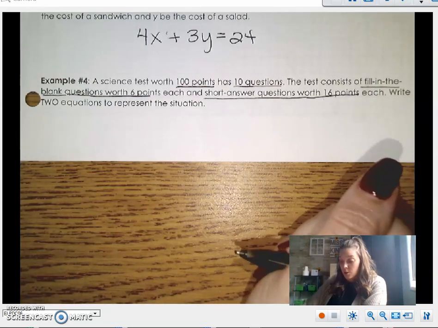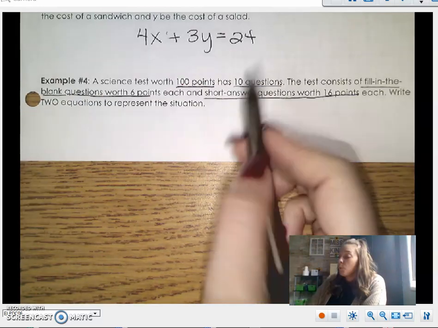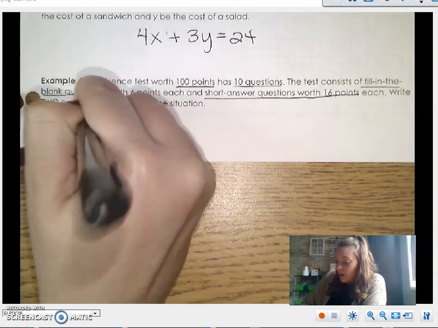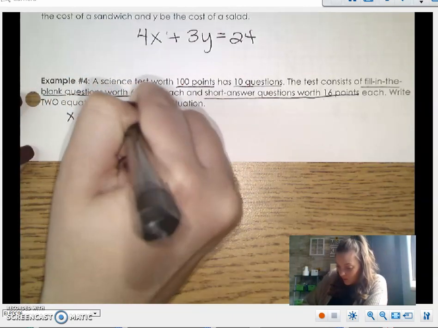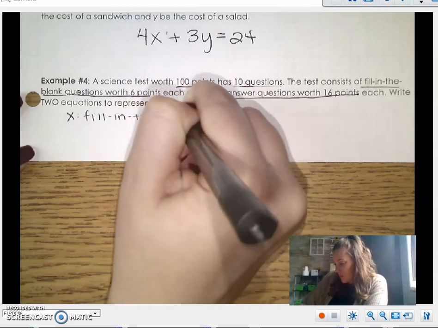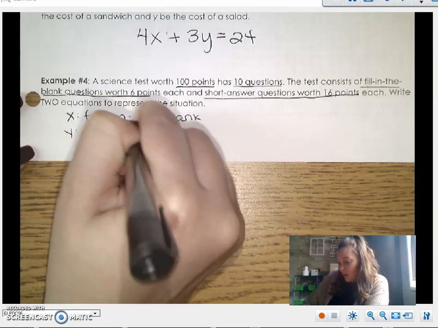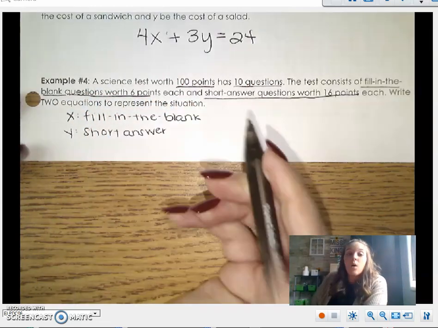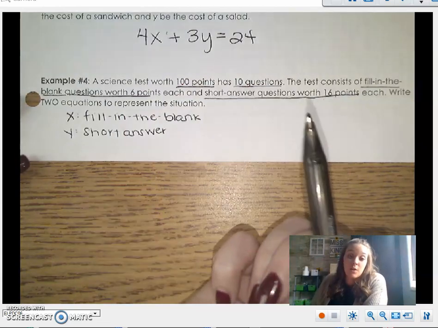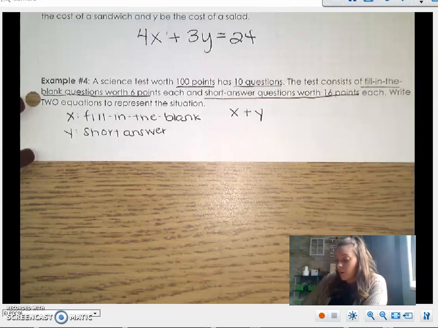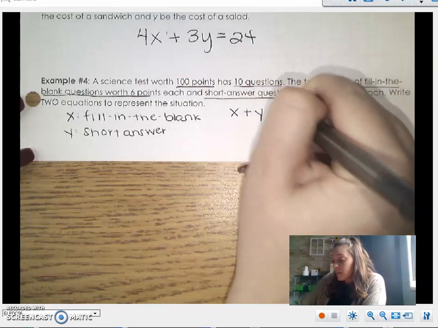The first equation I could write is about the types of questions. Well, we know that there's 10 questions total, and there's 2 different types of questions. There's fill in the blank and short answer. So I'm going to say that x is going to equal fill in the blank, and y is going to be short answer. It does not tell me how many fill-in-the-blank questions there are and how many short answers there are, but I know that there's 10 questions total. So the number of fill-in-the-blank, x, plus the number of short answer, y, has to be 10. It cannot be more than 10.